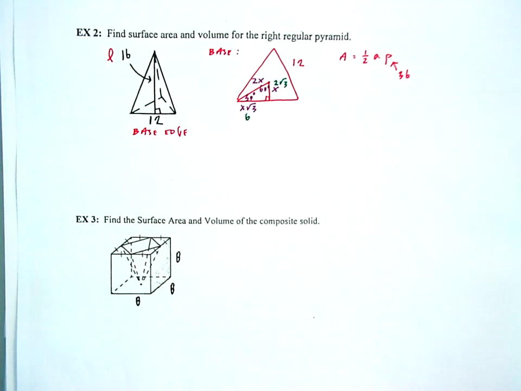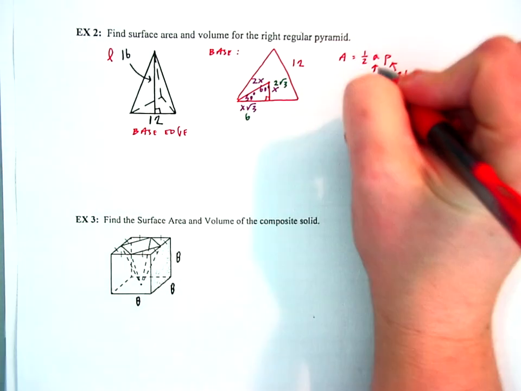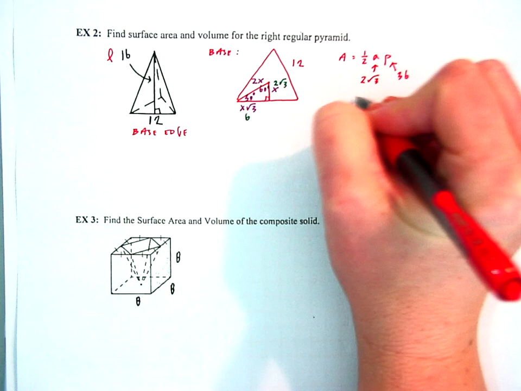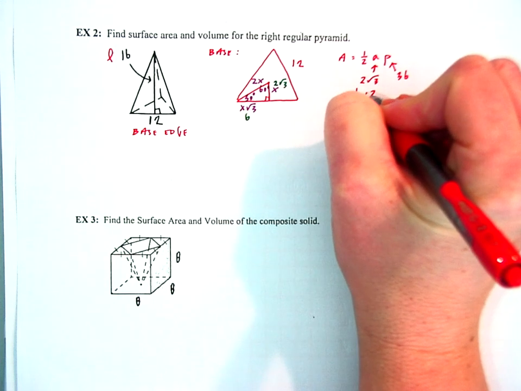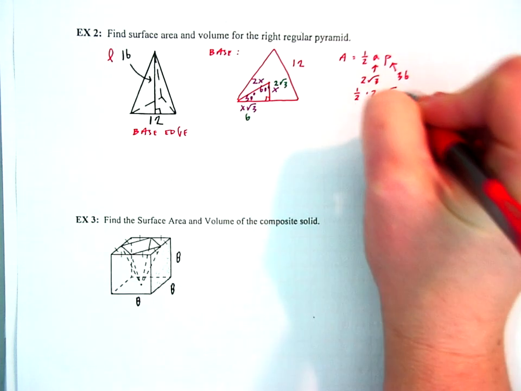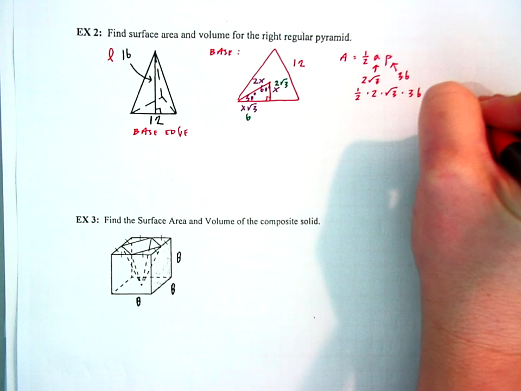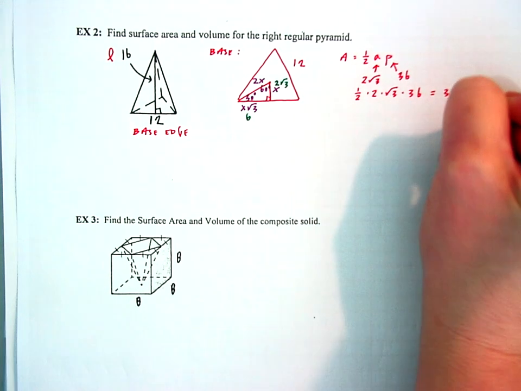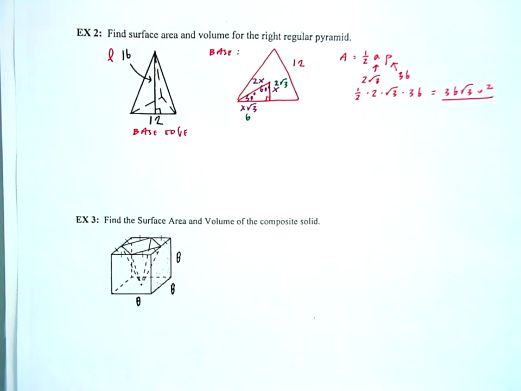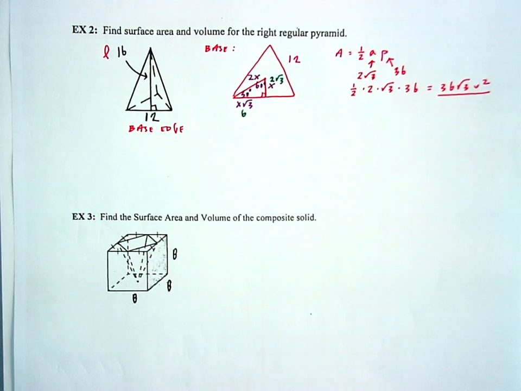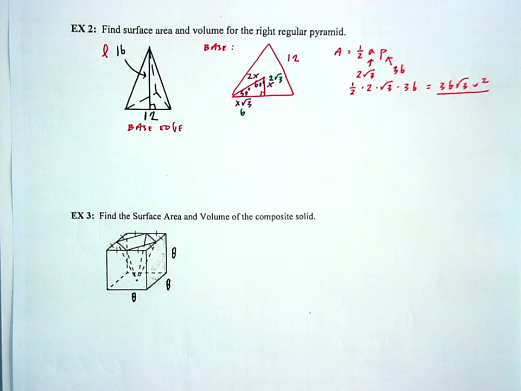So if I plug in that 2 √3 here, I'm taking 1/2 times 2 times square root of 3 times 36. And I end up with 36 √3 units squared. So that's my base area. And I need to have that perfectly correct before I proceed, because if I make a mistake there, I'm going to make a mistake on surface area and volume. So let's look at surface area next.